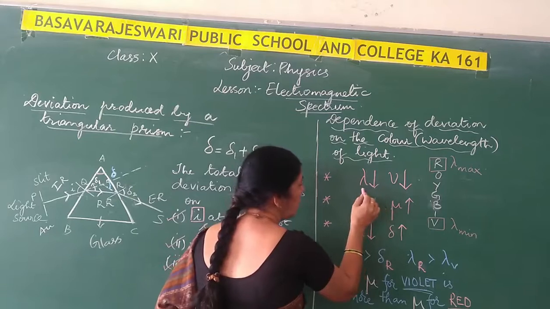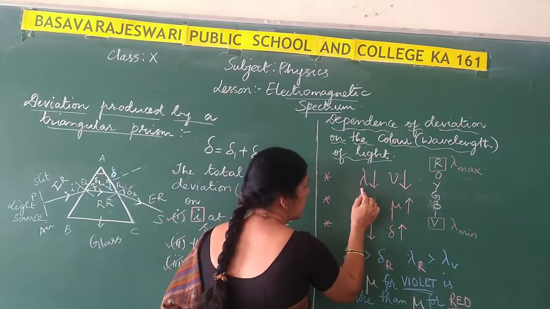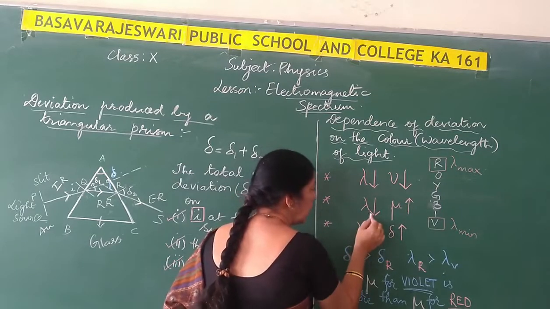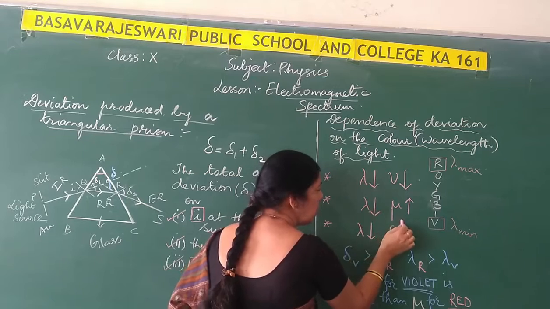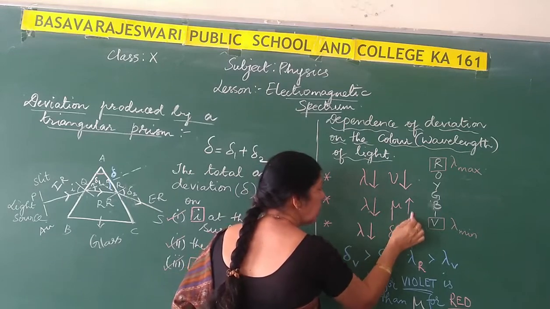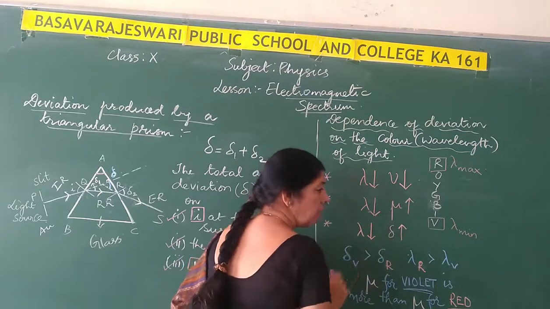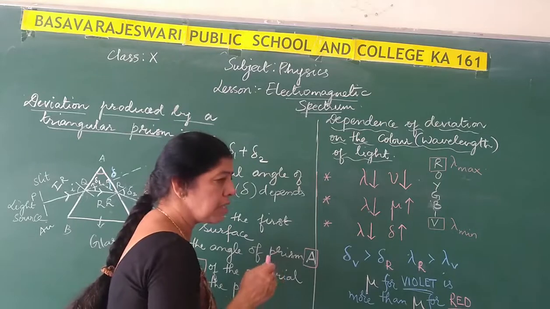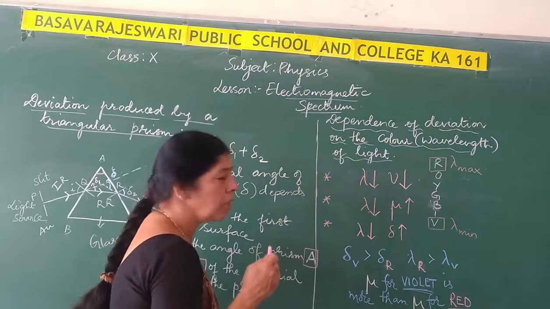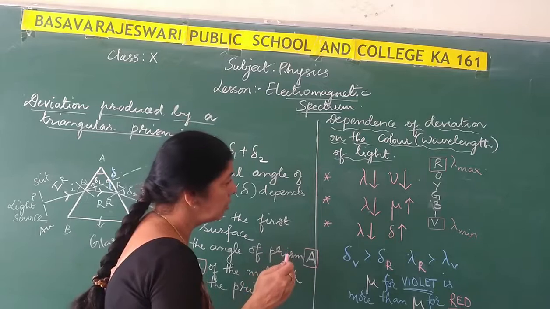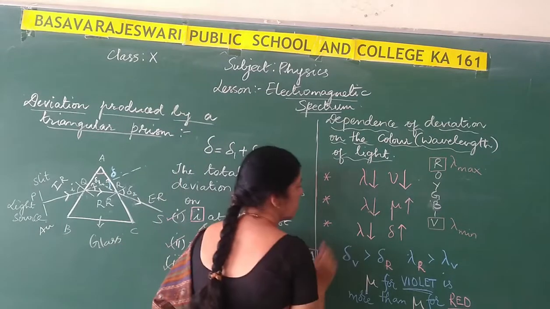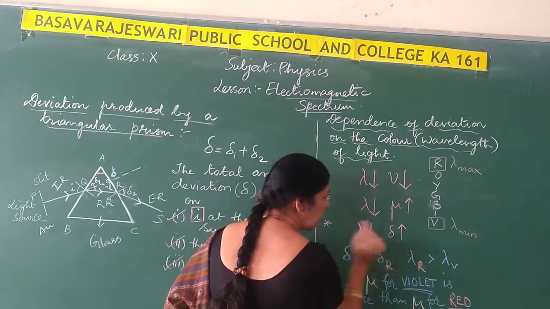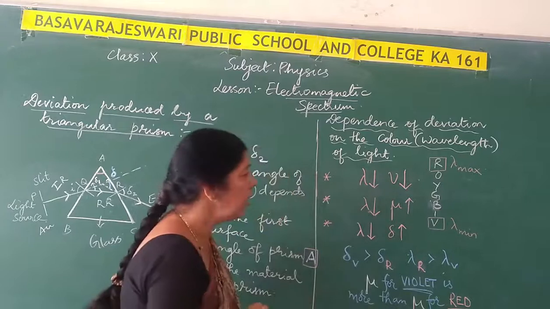So, first point what we have done? As the wavelength decreases, the velocity also decreases. Velocity of the light will decrease. Now, with the decrease in wavelength, what is happening to the refractive index? You see, refractive index will increase. This already we have learnt: as the refractive index of the glass increases, what happens to the wavelength? Wavelength will decrease. Now, as the wavelength of the light decreases, what happens to the angle of deviation? The angle of deviation will increase.